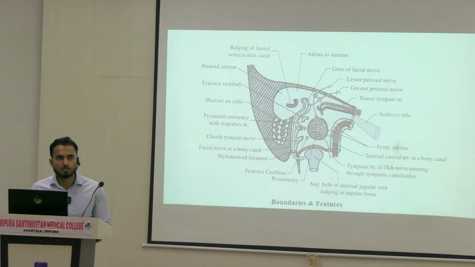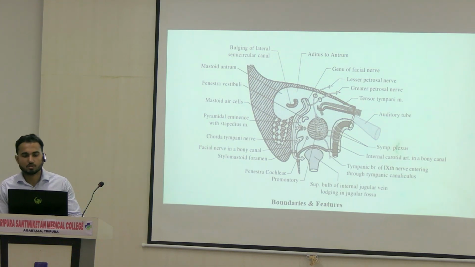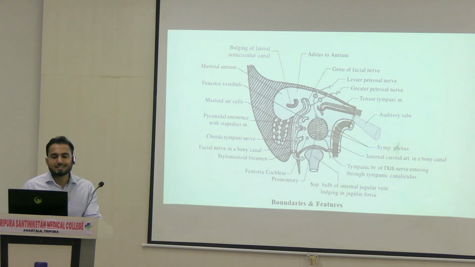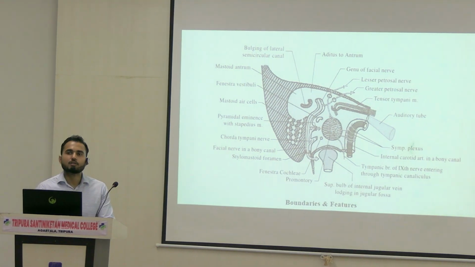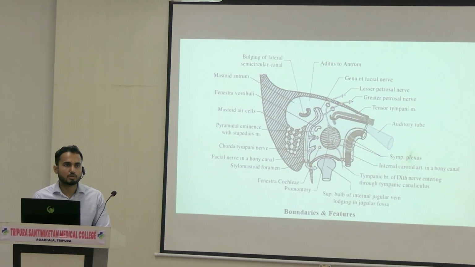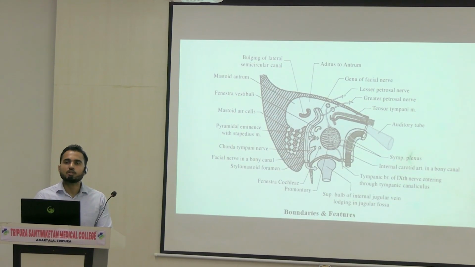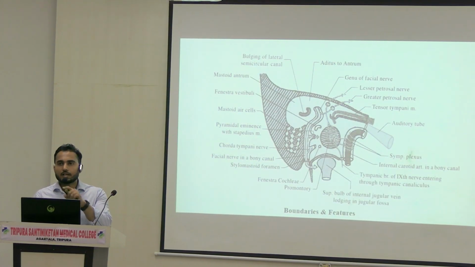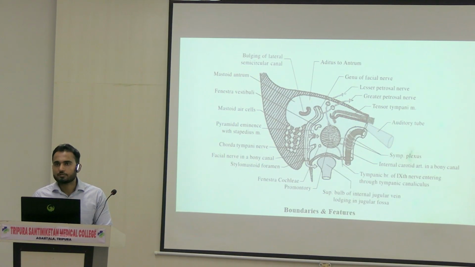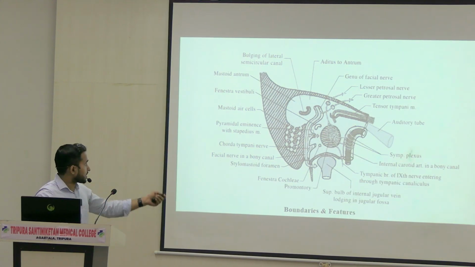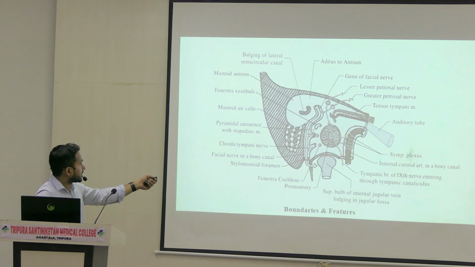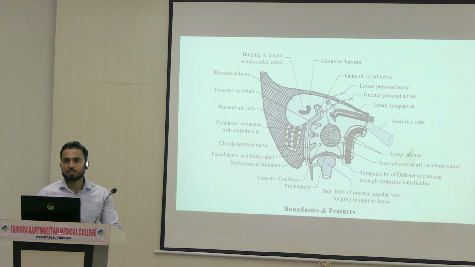Okay, what is there in the posterior wall? What are the important features of the posterior wall? The posterior wall is separating the tympanic cavity from the mastoid antrum. Okay, so in the beginning I told you that in the upper part of the mastoid bone some air cells are present. So this posterior wall is separating the tympanic cavity from the mastoid antrum. This is the mastoid antrum. Okay, this is the mastoid antrum. So the posterior wall will be separating the middle ear cavity from the mastoid antrum. Okay.